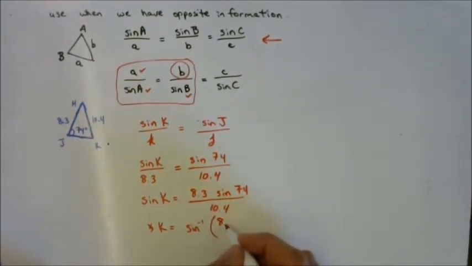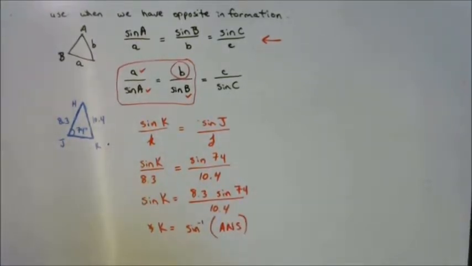I'm not actually going to rewrite the whole thing. I'm just going to write ANS because that's what I would do in my calculator. And that just means the value of this whole thing goes in that bracket. Okay? Hopefully you're trying this on your calculator, but if you were to punch that whole thing in, you would end up getting angle K measuring 50 degrees.